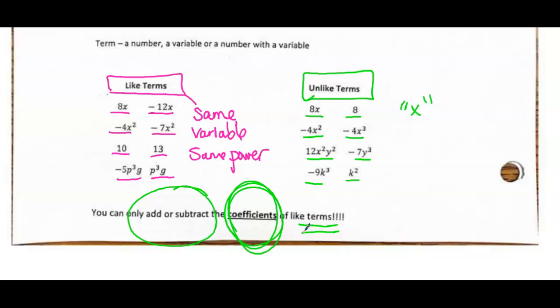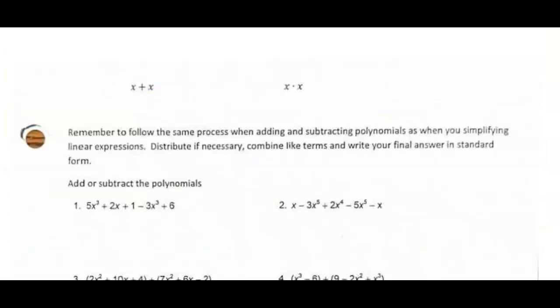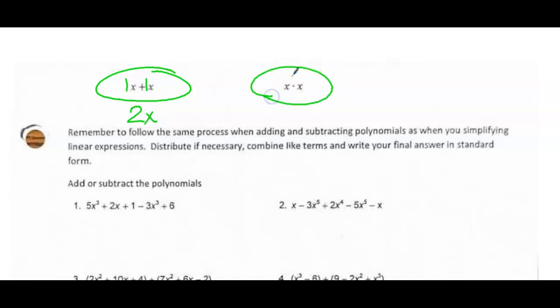So our last note sheet is adding and subtracting. But before we do, don't forget, x plus x is 1x plus 1x, that's 2x. But when you're multiplying, you add powers, so that is x squared. These are two different examples that we're going to encounter in this chapter.